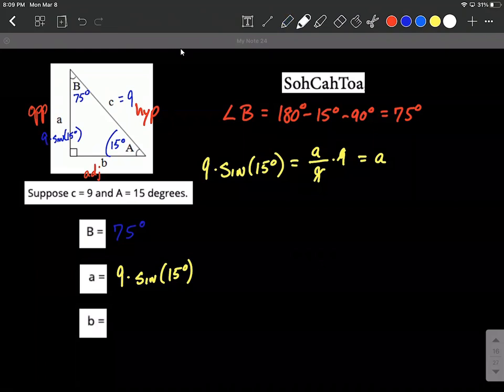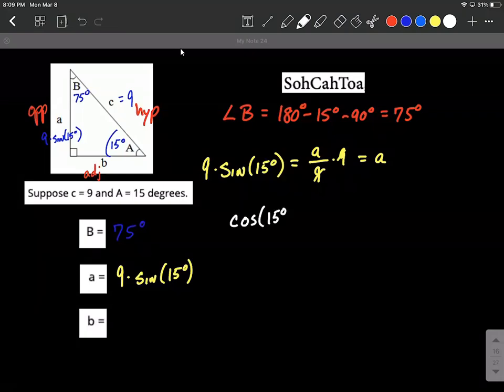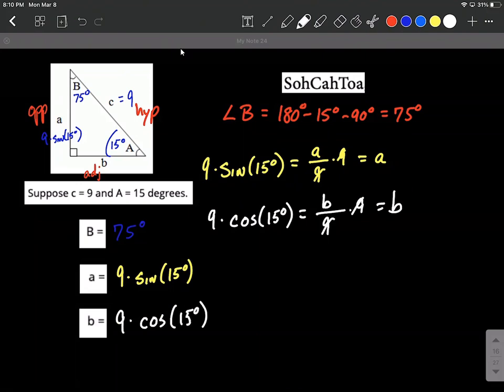All right, so if we want to get B involved, that's the adjacent to 15 degrees, and we already knew the hypotenuse. So cosine of 15 degrees will be the adjacent, B, over the hypotenuse. And then again, very similar as far as solving, we'll multiply both sides by 9 to get B on one side all by itself. So we get 9 multiplied by the cosine of 15 degrees. And there we have a nice exact answer.